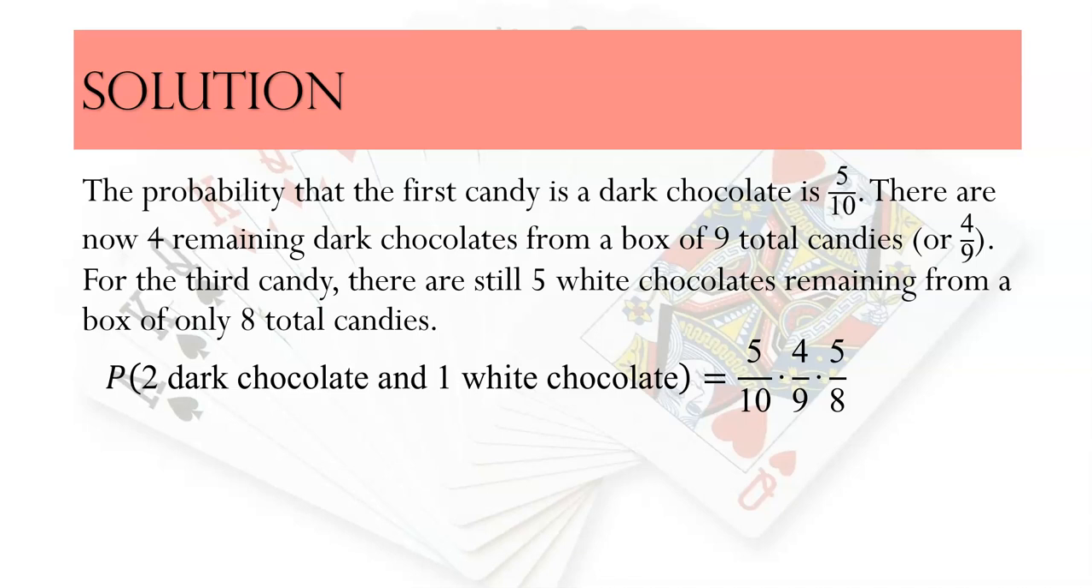You eat that one. Now you pick the third one, and it's a white chocolate. You haven't picked any white yet, so all 5 are still in the bag, but there's only 8 candies total because you've already eaten 2. So that's how that one sets up. And then you multiply this all straight across. I got 100 over 720, which reduces to 5 over 36.